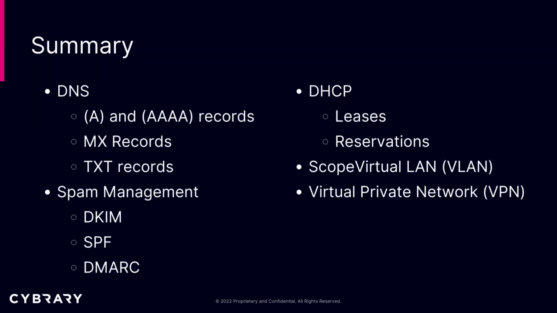Okay, we have covered a lot of information in this lesson. We went over DNS and the most important areas of DNS: A records, AAAA records, MX, and TXT records. We talked about spam management: DKIM, SPF, and DMARC. And also, we finished off talking about DHCP, leases, scopes, and reservations, VLANs, and also virtual private networks, VPNs.